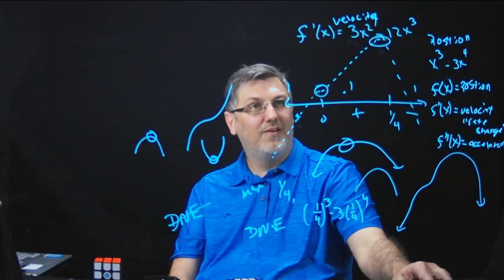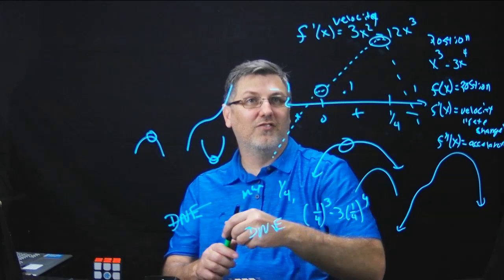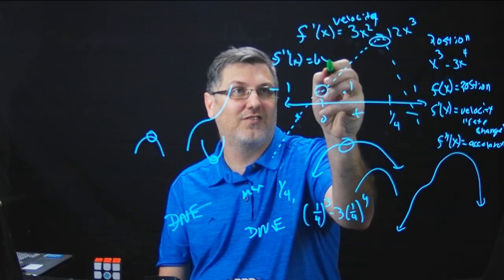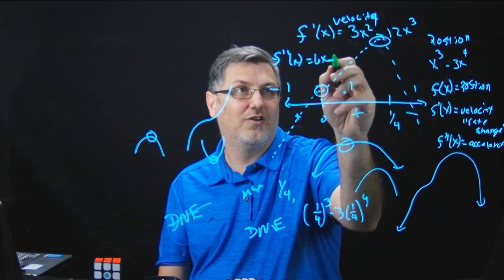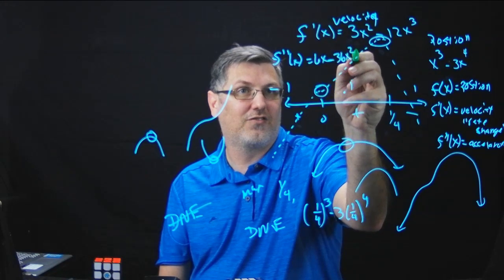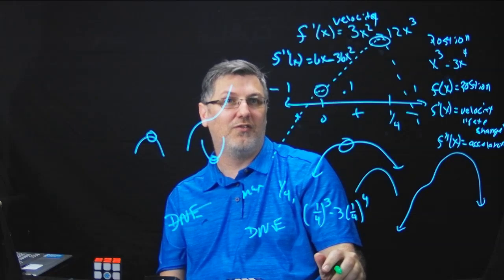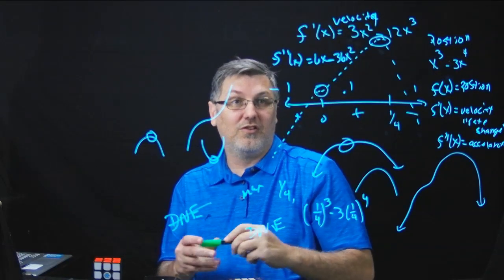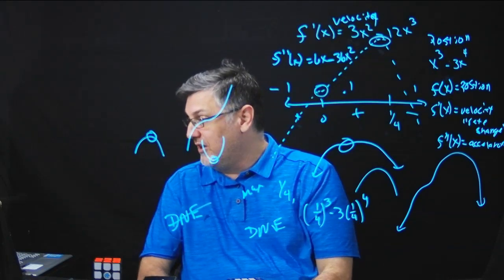Yeah, that's all you do. I mean, this derivative's easy. To get the second derivative, f prime prime of x is just 6x minus 36x squared. Set it equal to 0. Solve. You still have 0 and then whatever the other number is. And it'll tell you where everything's changing. Pretty easy stuff.